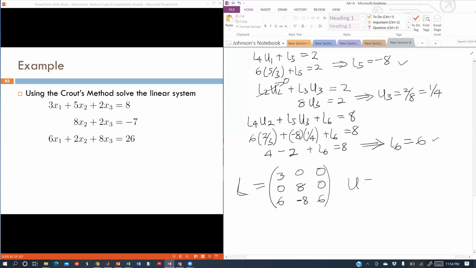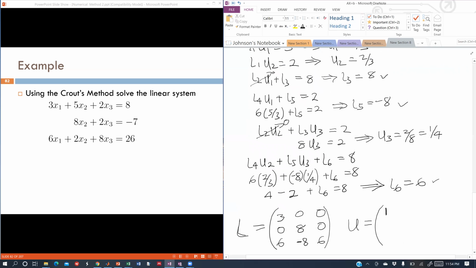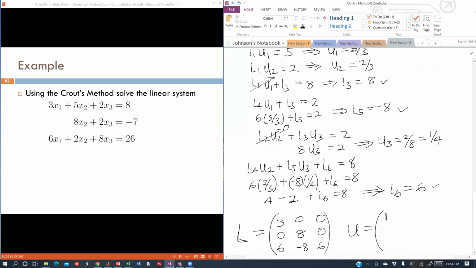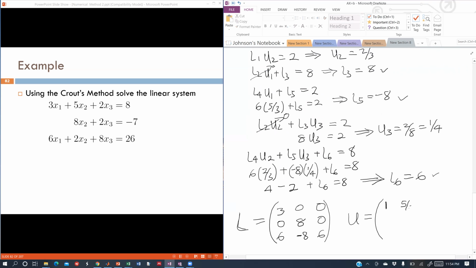Then our U is given by, of course, we know there is 1 here. U1, we got the value of U1 as 5 on 3. U2 came out as 2 on 3. And then 0 here, 1. U3 came out as 1 on 4. 0, 0, 1, and this is our U. So these are the entries, U3. Remember, we computed it over here, and it's that.